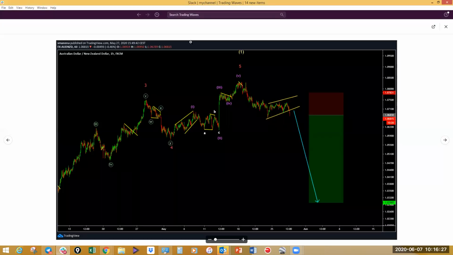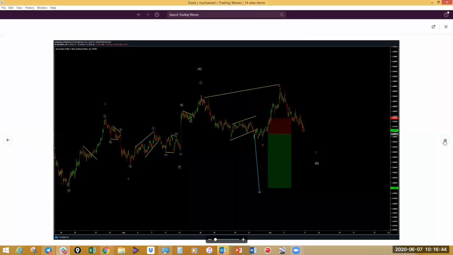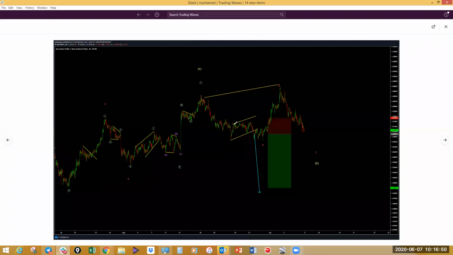Another one that failed was Aussie New Zealand. So Aussie New Zealand, this amazingly, what we were looking for here eventually happened, but not here. This trade went and made a new high here. Let's just look at how this one played out, and you'll see that most of the time you will know the direction of the market, and you will not be able to trade it because timing is everything.